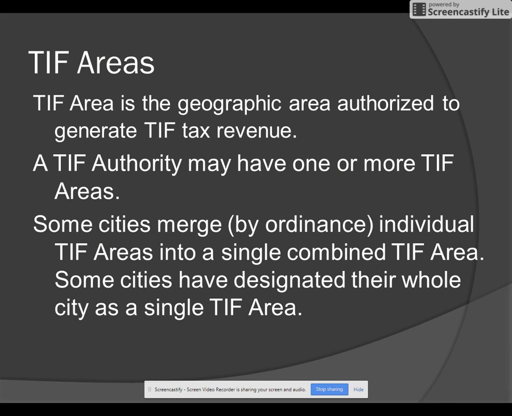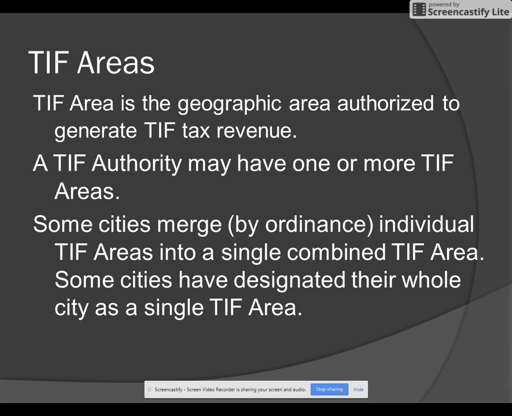Okay, so what are TIF areas? A TIF area is a geographic area authorized to generate TIF tax revenue. A TIF authority may have one or more TIF areas. Some cities merge by ordinance individual TIF areas into a single combined TIF area. Some cities have designated their whole city as a TIF area. So there's all sorts of different looks that these can have, right?